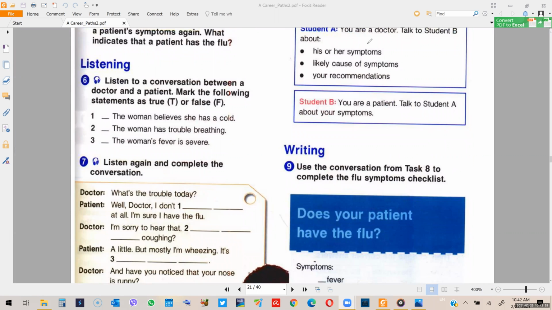Exercises 6 and 7, page 21. What's the trouble today? Well, doctor, I don't feel well at all. I'm sure I have the flu. I'm sorry to hear that. Have you been coughing? A little, but mostly I'm wheezing. It's hard to breathe. And have you noticed that your nose is running? Oh, yes. I've been blowing my nose constantly. Okay, do you have pain throughout your body? I do have muscle aches, and I'm so tired that I can hardly do anything. Do you think it's the flu, doctor? Well, you have a pretty high fever. It looks like you're right about the flu. You'll need plenty of rest, and I'll prescribe something to ease the symptoms.